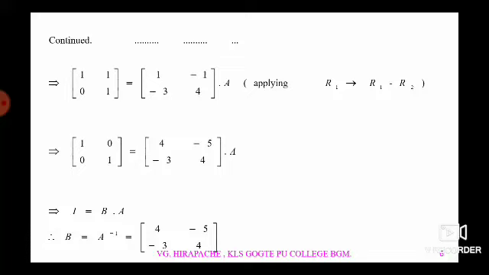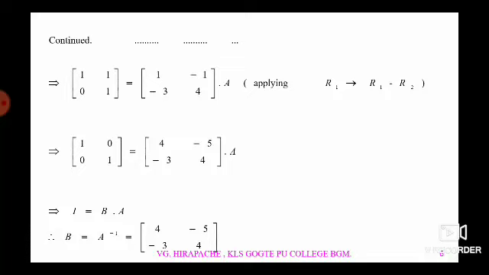Here the other secondary diagonal element, or non-diagonal element, should be 0. For that we can apply R1 changes to R1 minus R2. We will subtract the corresponding elements of the first and second row. There is no change in the second row, therefore 0 1 as it is. The first row is replaced by R1 minus R2. 1 minus 0 is 1. 1 minus 1 is 0. On the right hand side, the first element of R1 is 1 minus the corresponding element of the second row, which is minus of minus 3, becomes plus 3. Therefore the first row first element on the right hand side is 4. Minus 1 minus 4 gives minus 5, and the second row remains the same, minus 3 4, into matrix A.